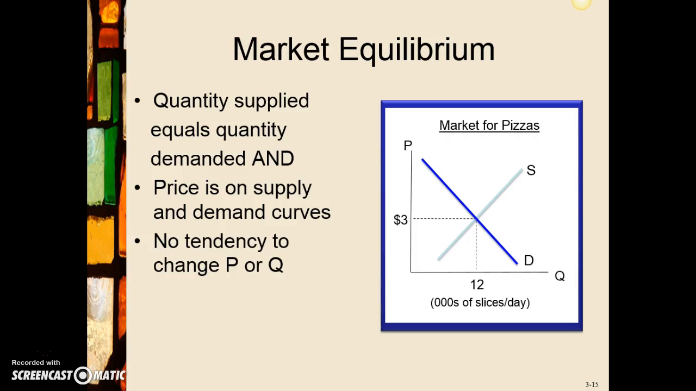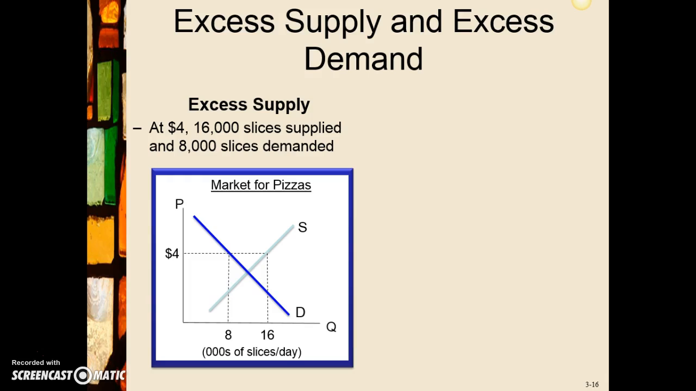So there's no tendency for price or quantity to change, and I want to show you that through this next example. Imagine, if you would, that this market for pizza had a price of $4. And put yourself in the shoes of a seller. This is what I'm asking you in the last discussion question this week, the excess supply or demand. So put yourself in the shoes of a seller in this case.